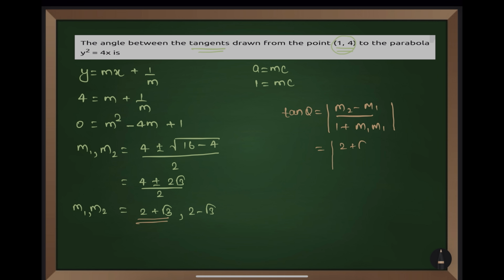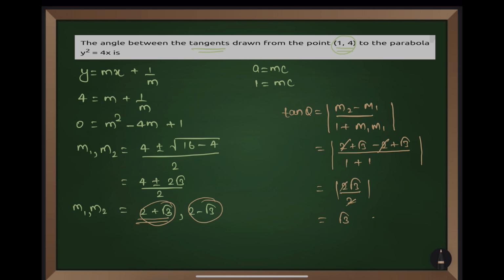(2 + √3) − (2 − √3) upon 1 plus, it is (a + b)(a − b), so it is a² − b². So 2² is 4 minus √3² is 3. So 4 minus 3 is 1. Okay, this thing gone. So can I write 2√3 by 2? So 2 gone, we are left with √3.